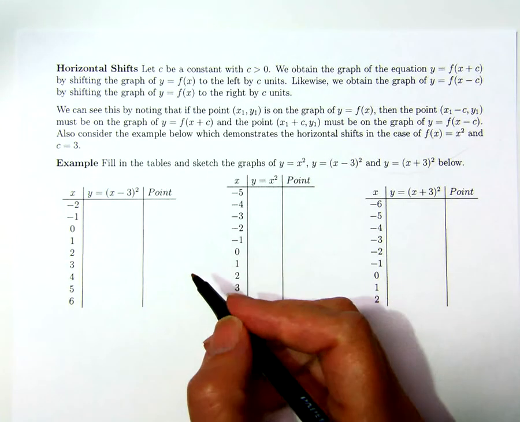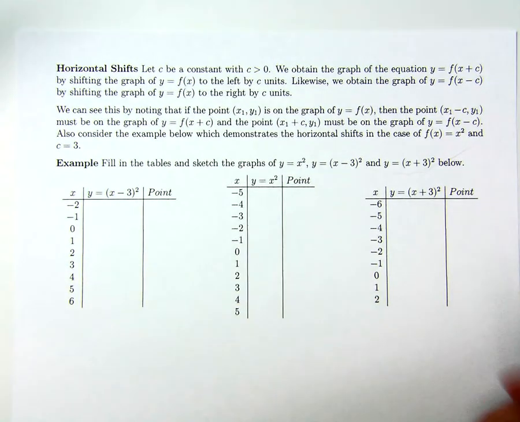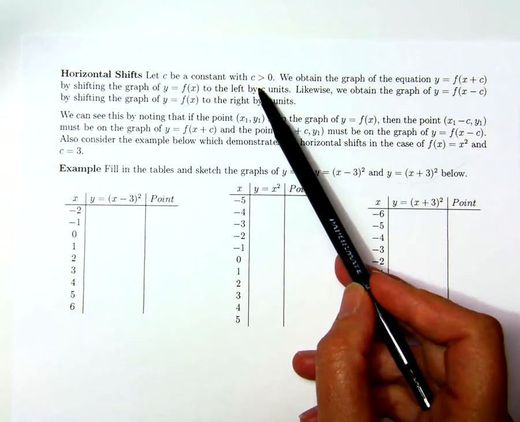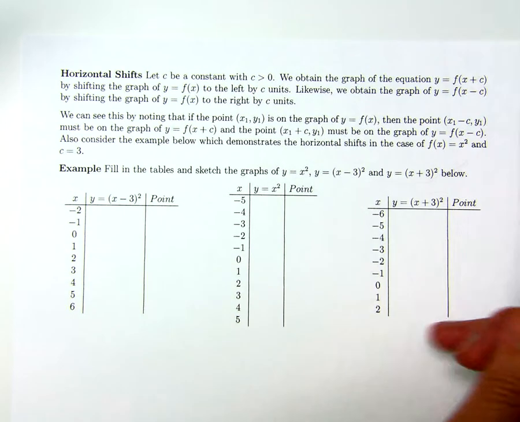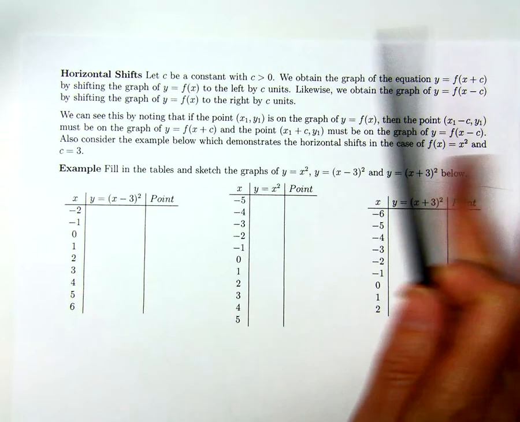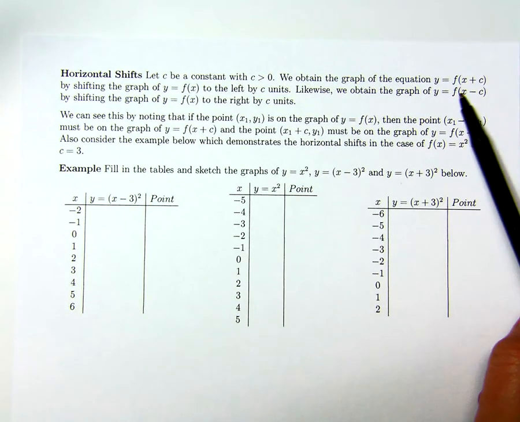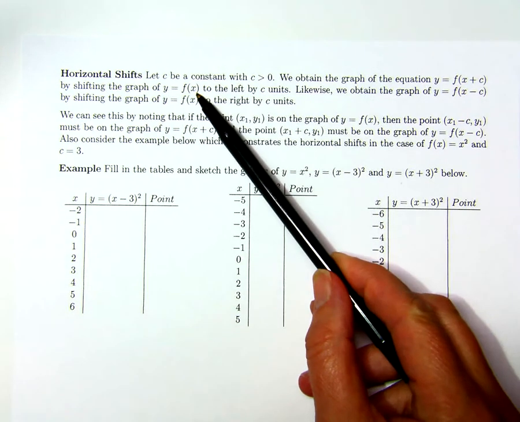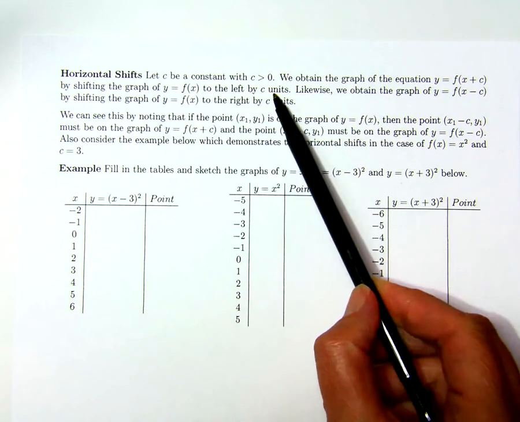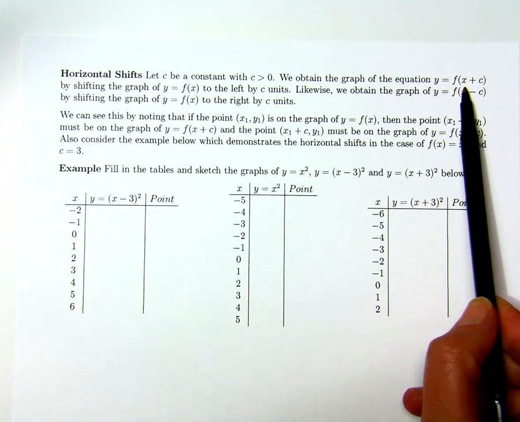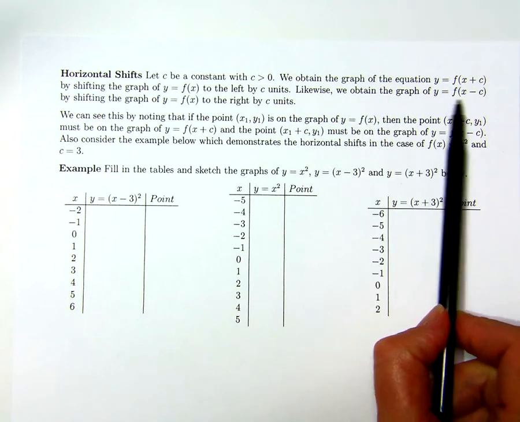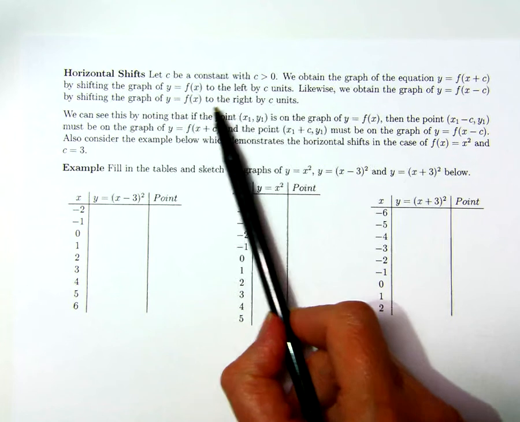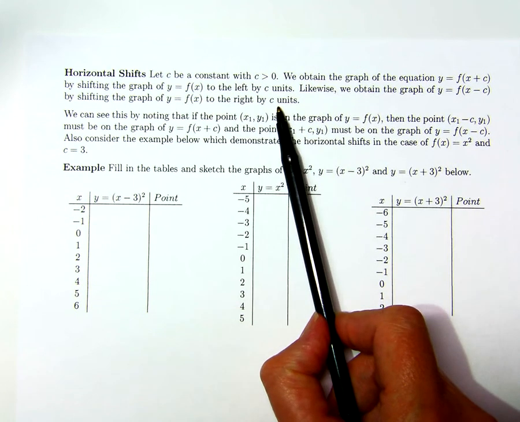Okay, this time we're going to look at horizontal shifts in functions. Let c be a constant with c greater than 0. The graph of y equals f of x plus c is the graph of y equals f of x shifted to the left by c units. And the graph of y equals f of x minus c is the graph of y equals f of x shifted to the right by c units.